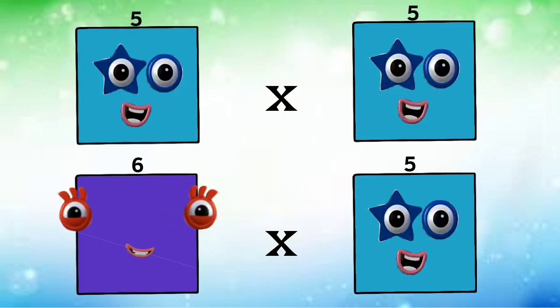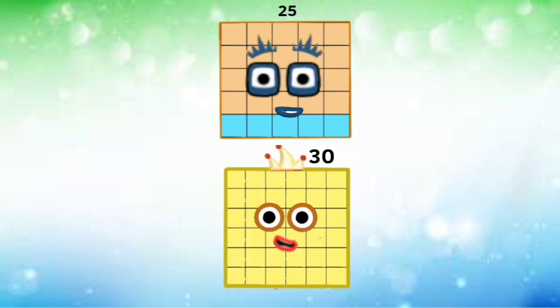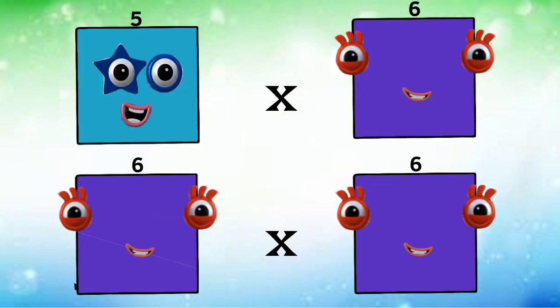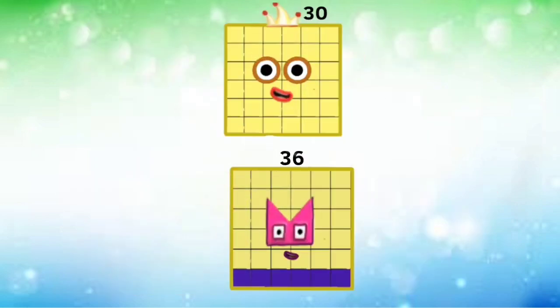5 and 6 times 5 equal 25 and 30. 5 and 6 times 6 equal 30 and 36.